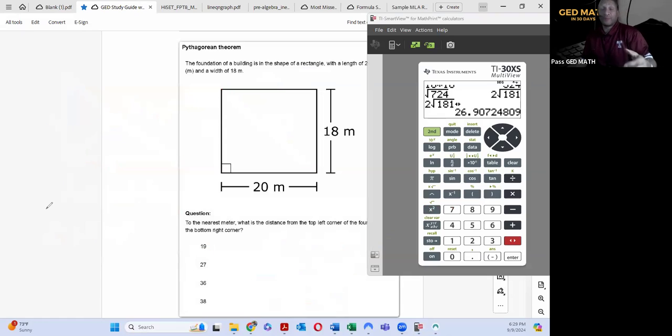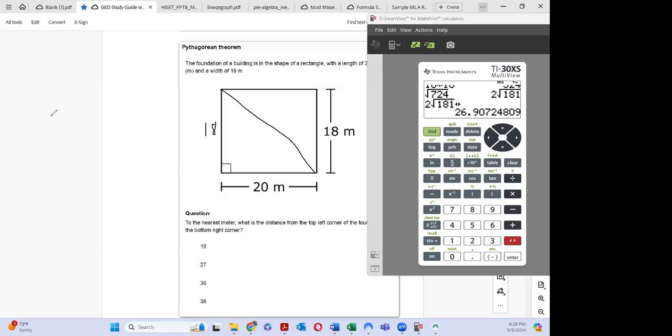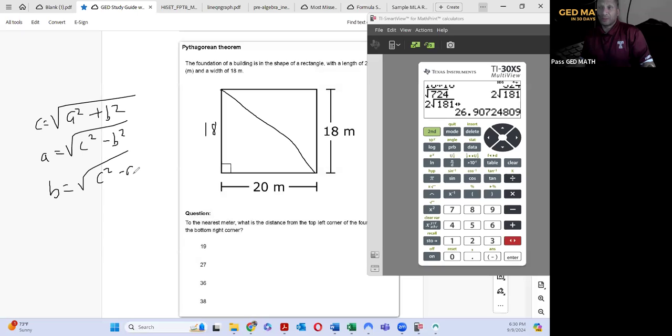How I explain it in my ebook is that once you identify this as a right triangle, I give you a shortcut. If you already know that the Pythagorean theorem is going to be on your exam and it's only 3 formulas that you have to remember, I would commit these to memory.